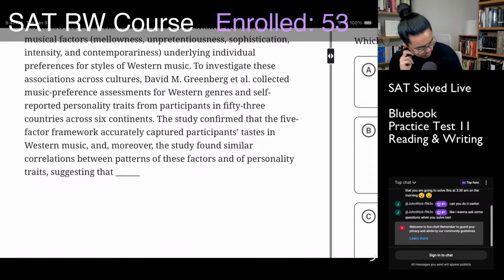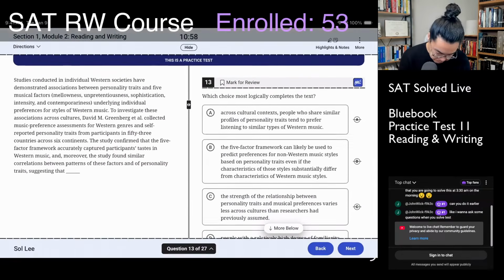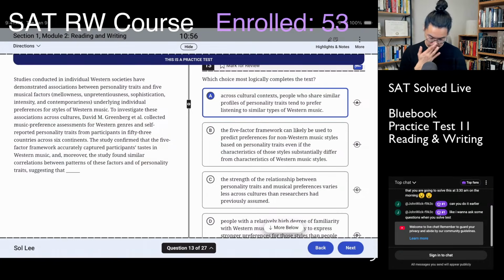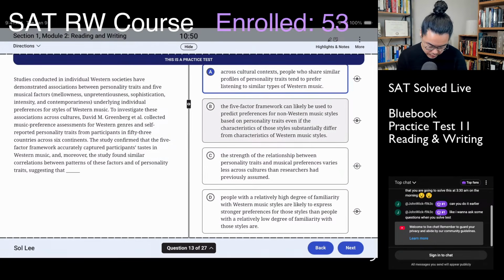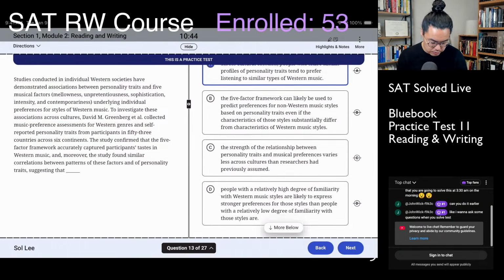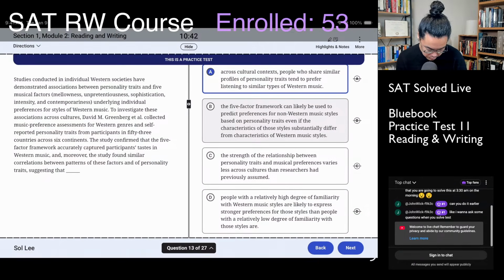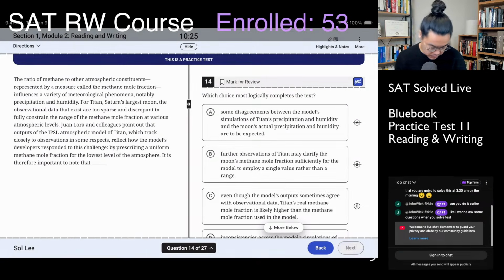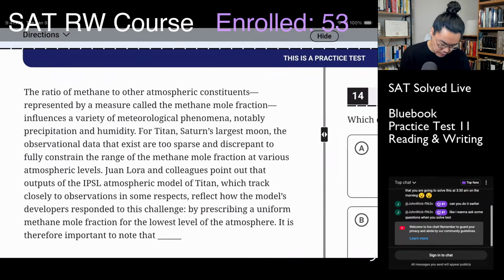Correlation between patterns of these factors. Okay, suggesting that it's universal. Similar types of Western music. Yeah, A is correct, but I'm going to check B, C, and D. But on the real test, I only have 11 minutes left. Oh shit, I only have 11 minutes left, so I'm going to quickly check. Strength doesn't come out in C. Strength in C does not come out in the passage. Yeah, okay. I'm confident in A.